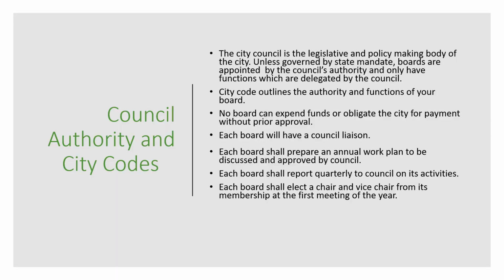The City Council is the legislative and policy-making body of the city, and unless governed by state mandate, boards are appointed by the council's authority and only have the functions delegated by the council, which is what is in your city code. You cannot expend funds or obligate the city for payment without prior approval, and that prior approval is through the budget process. You have a council liaison, and you prepare an annual work plan, which is submitted to the council in April along with your budget. You will also report quarterly to the council, and in April you will select a chair and vice chair.